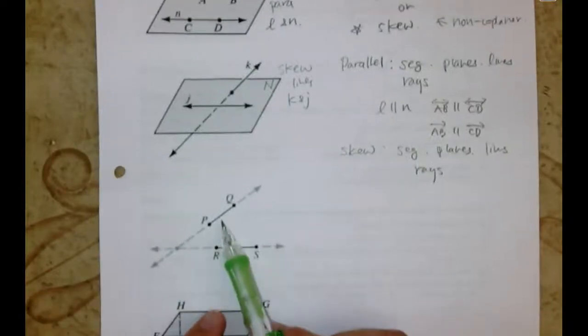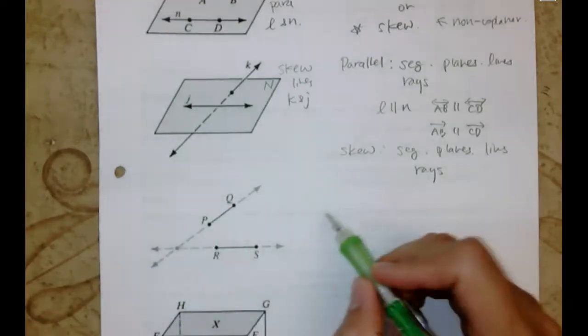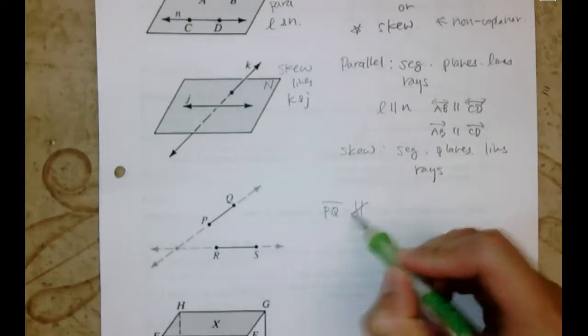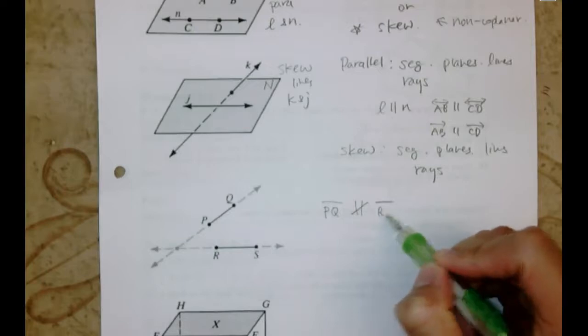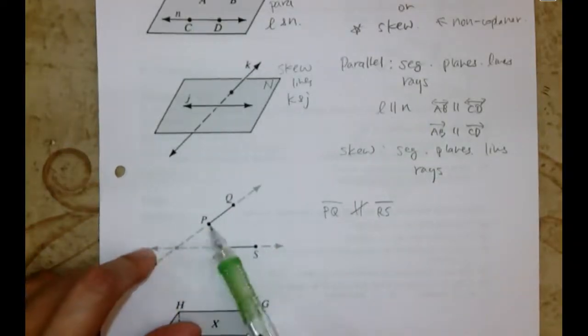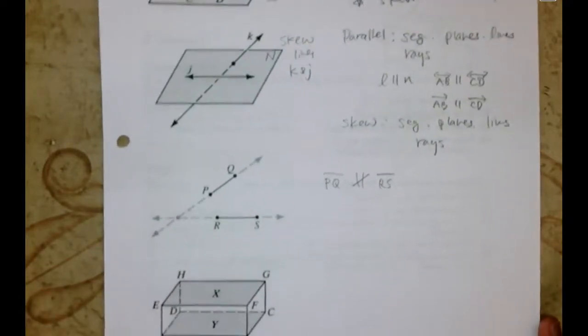These 2 segments are not intersecting, right? But if you extend them, they will eventually intersect. So segment PQ is not parallel to segment RS, okay? Even though they don't intersect, if they eventually intersect, they are not parallel, okay?